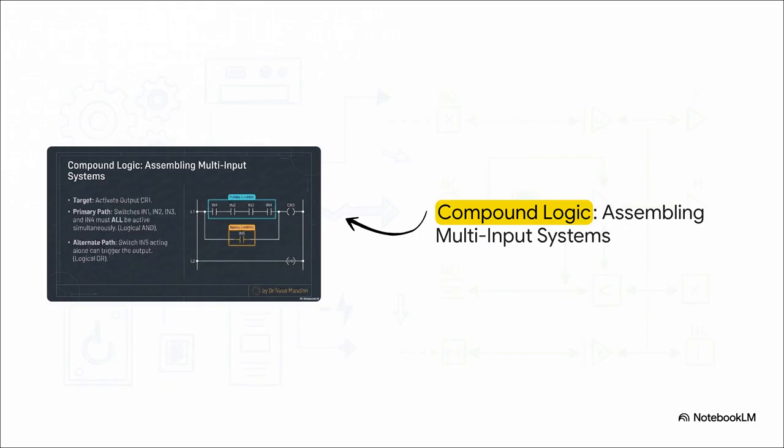But what if we add a bypass below it? Say input 5 acts as an alternate path bypass. If input 5 is active, the energy just sneaks right around that primary path, which creates a logical OR condition. In that scenario, it honestly doesn't matter what those first 4 switches are doing, that fifth input can complete the circuit all on its own. It's a real game changer for flexibility.